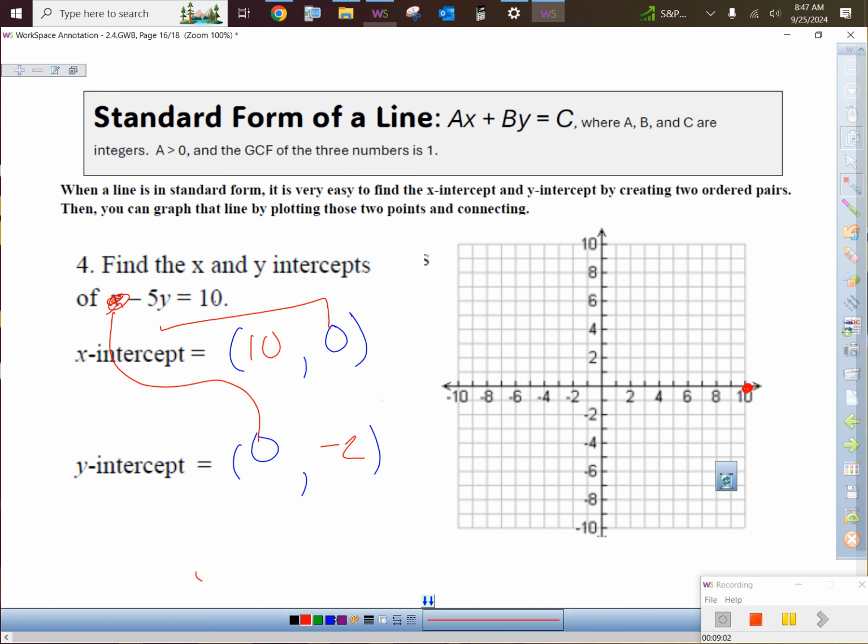10, 0. Which one of them is 10, 0? Red dot or green dot? It's the red one. You know, it's very easy to get them backwards, so watch the plotting of the points. And 0, negative 2. Cool. All right, take the straight edge, connect those together. Bam, beautiful. That was standard form of a line.